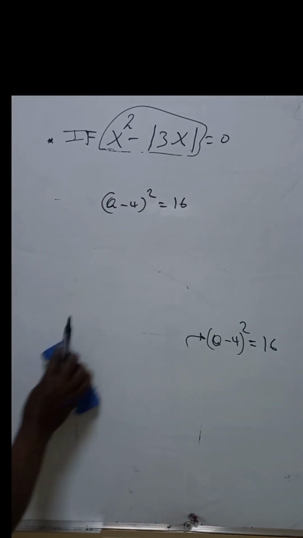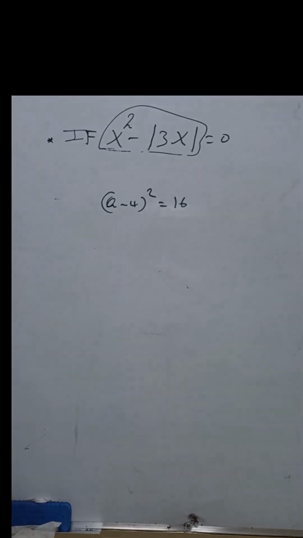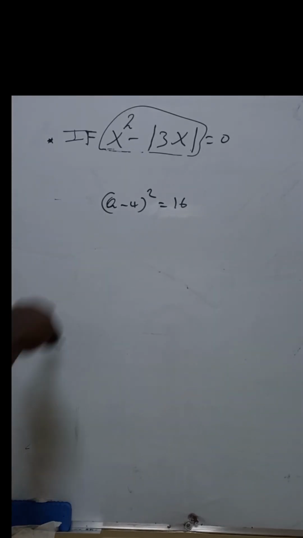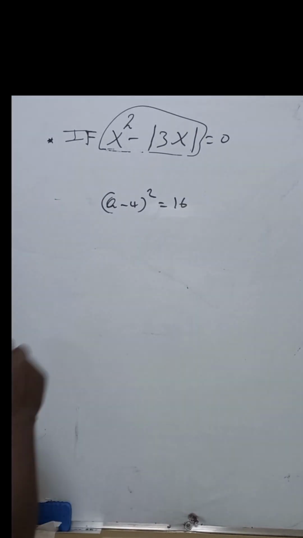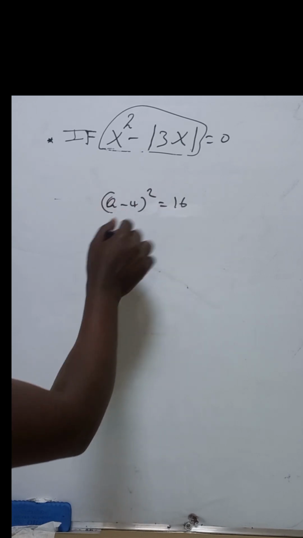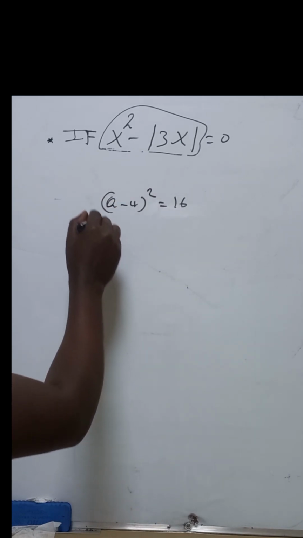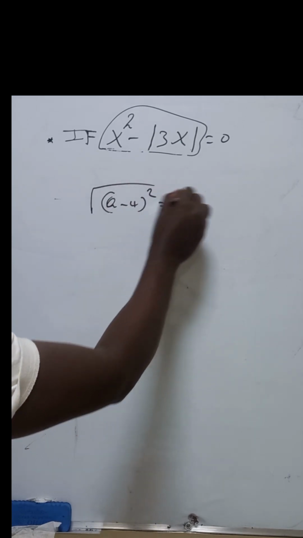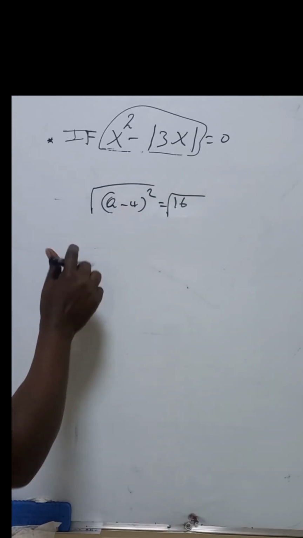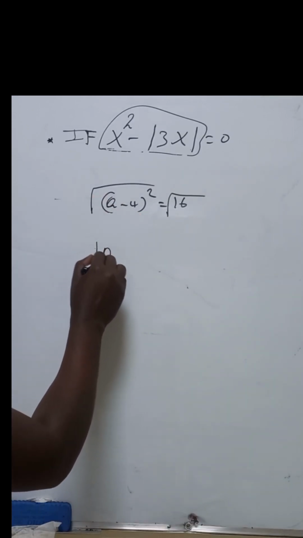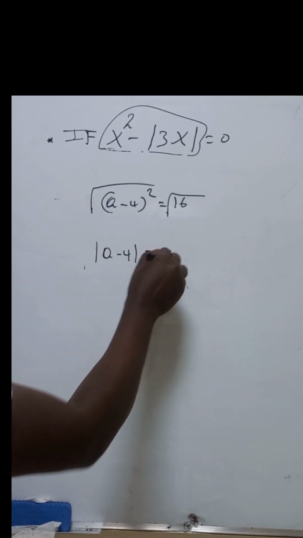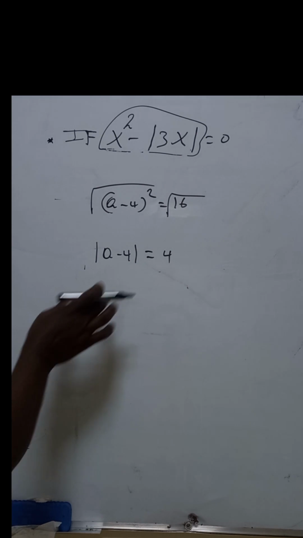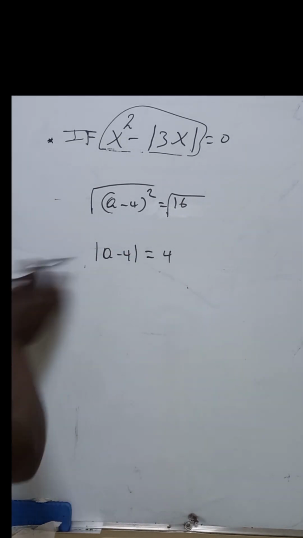If we have this kind of equation, what we're going to do in order to find the value of the variable a is take the square root of both sides. When we take the square root of both sides, we have the square root of this one and the square root of this one. So what's the square root of this? It will be the absolute value of a minus 4, the modulus of this one, which is going to be the square root of 16. And you know how to find the solution for this one.